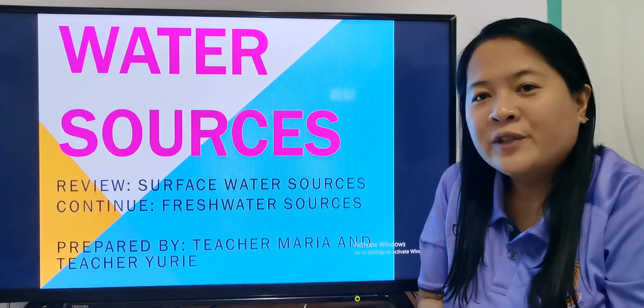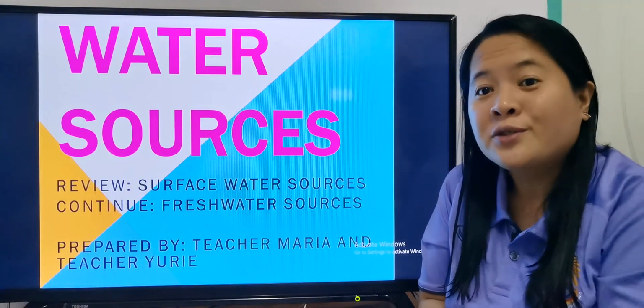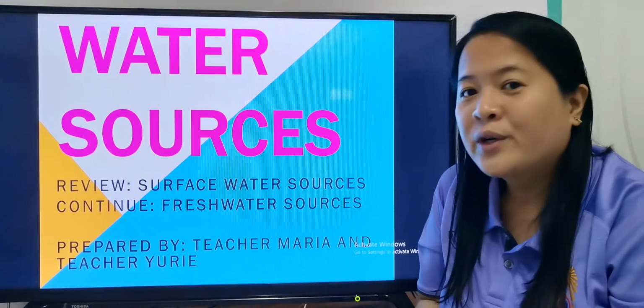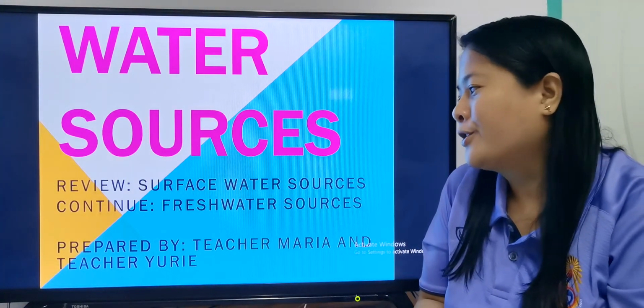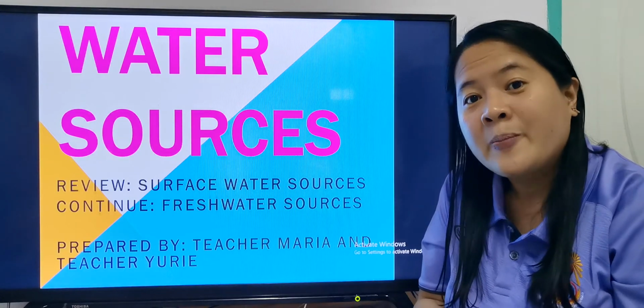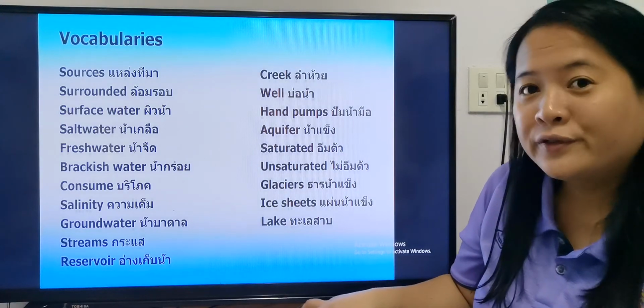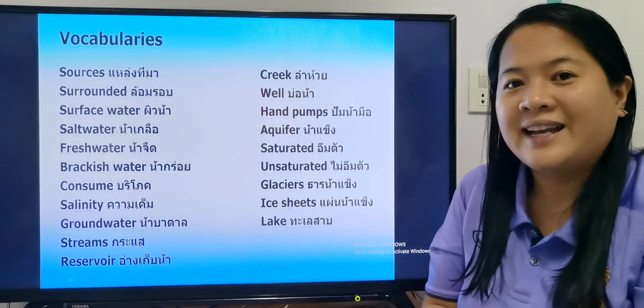Okay, so for today we're going to continue our lesson about water sources. We're going to review surface water sources and continue with freshwater sources. These are the vocabulary words that we studied last time.